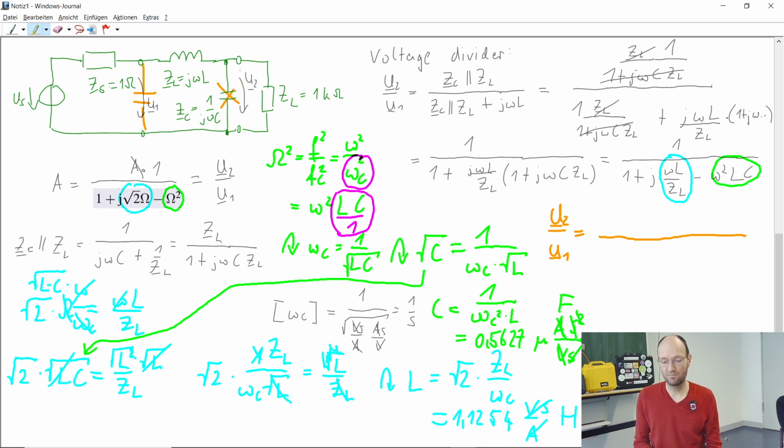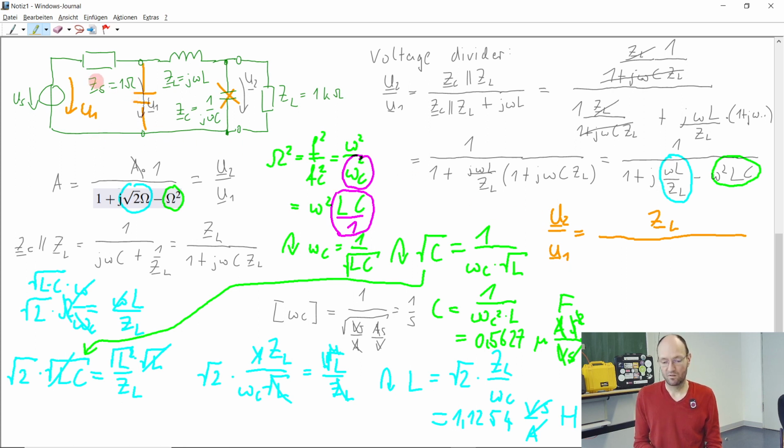So the only element that we have is ZL. And then it does not really make sense, from my point of view, if we take this as the input voltage, because then our voltage divider would be just ZL divided by j omega L plus ZL. So I would suggest to move the input voltage to this position.